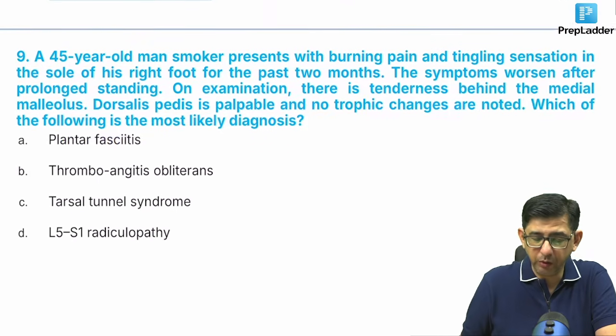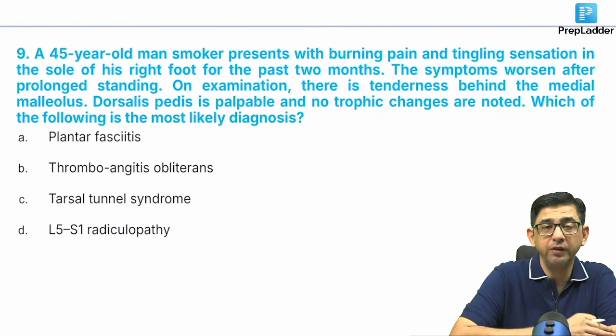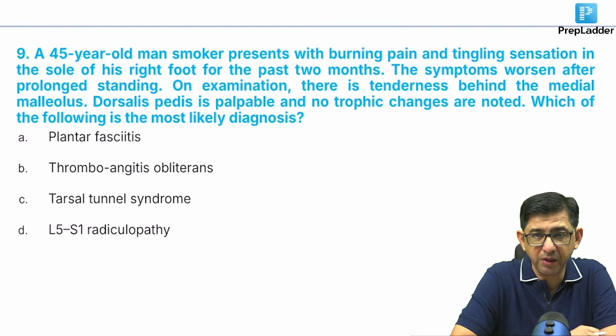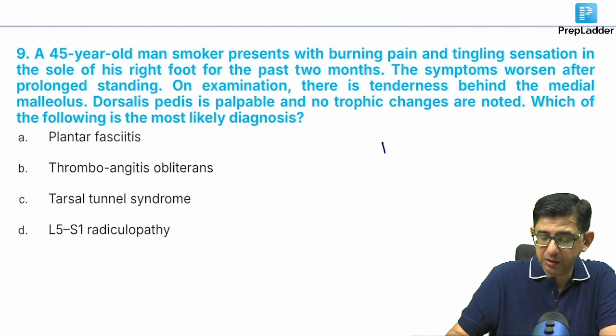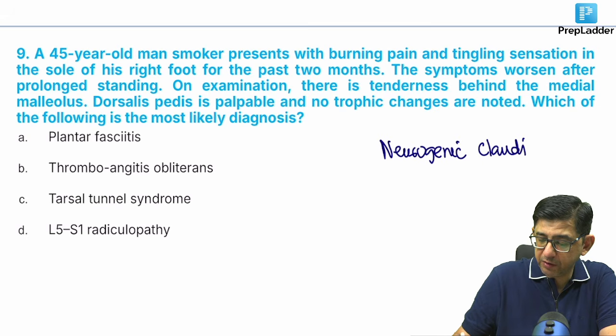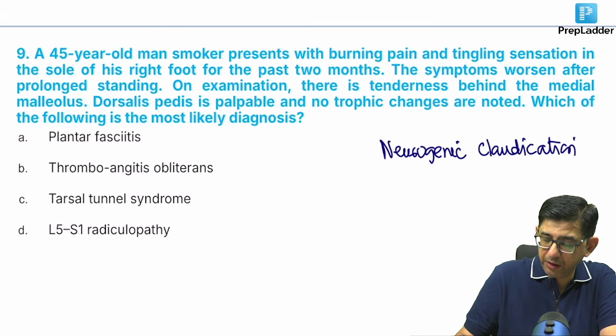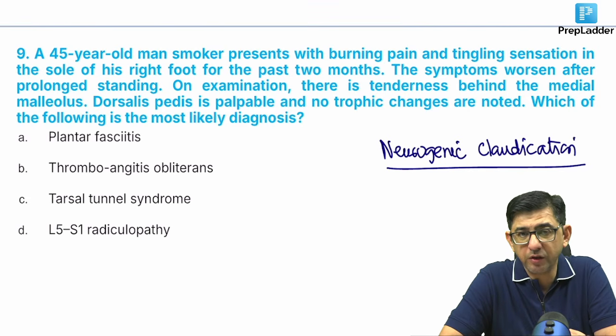And now we come to the 9th one, where a person is coming with burning pain and tingling sensation in the sole of the foot for past 2 months. The pain is worsening after prolonged standing. That tells me that this is some kind of neurogenic cause, because if the pain is worsening on walking, then it is arterial claudication. But whenever the pain is worsening on standing, it is a neurogenic claudication. So first I have to differentiate whether I'm dealing with neurogenic or vascular claudication.